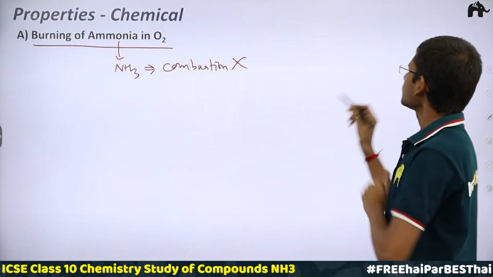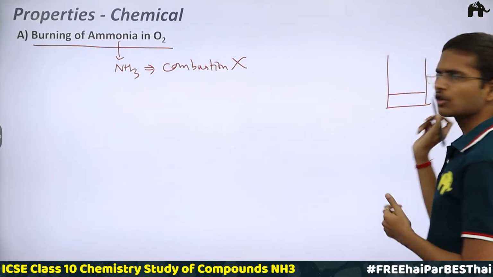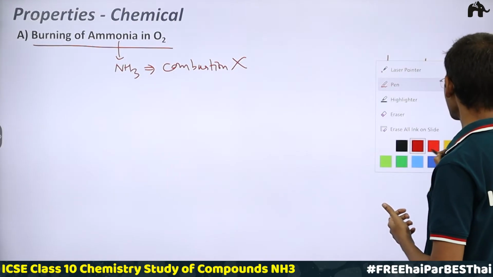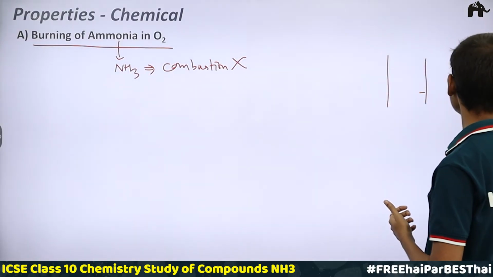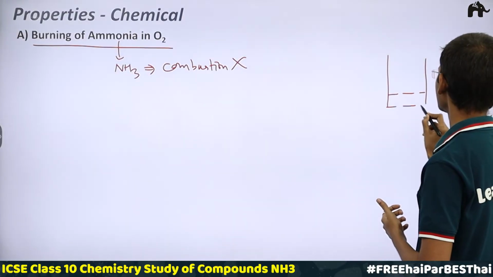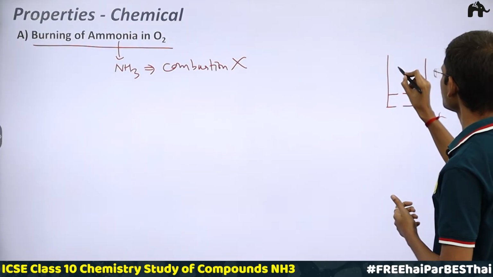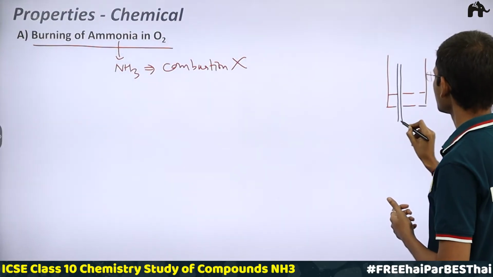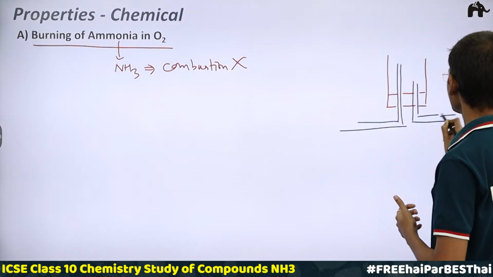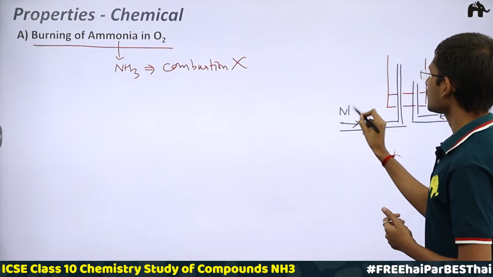For this, I have a wide glass tube which has a rubber cork, and this rubber cork has two holes in it. Through these two holes, I'm going to pass a longer tube and another shorter tube. Through the shorter tube I'm going to pass oxygen, and through the longer tube I'm going to pass ammonia gas.